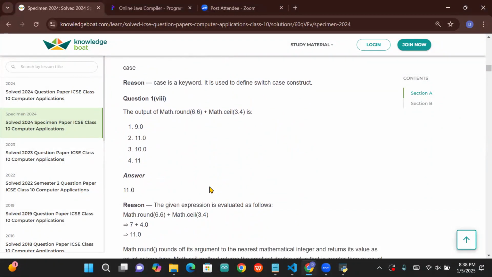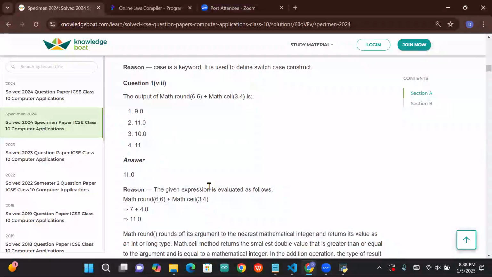That is also a very good question. If you open the last 15 years' papers, tell me any year's paper where they have not asked a single question based on Math.ceil, Math.floor and Math.round. In all the last 15 years' papers, they have asked this question. Since they ask these types of questions, our logic should be clear about how this actually works.